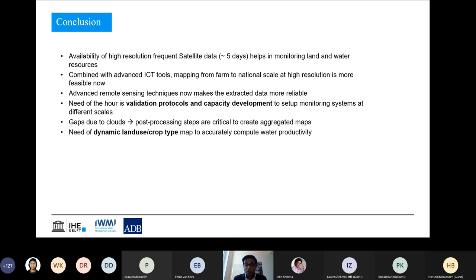The post-processing steps are critical. There are many approaches available, so we have to find a robust method which will work in areas which are critical for clouds, especially in the priority area. It also reiterates the fact that we need a dynamic land use type to derive water productivity for different crops. Why dynamic? Because these land use types, especially the agricultural land use type, vary over seasons. So we need that to accurately compute water productivity. Thank you.